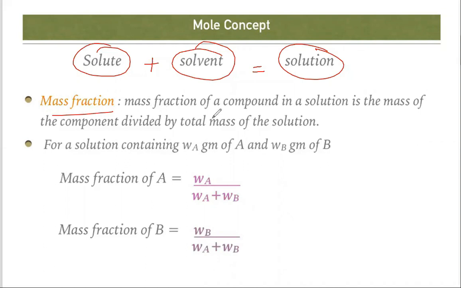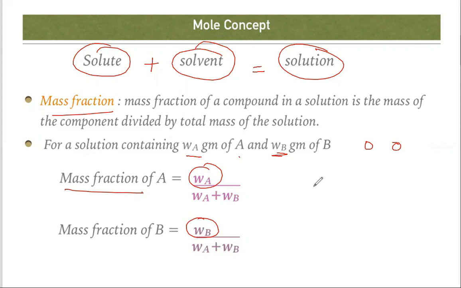Mass fraction of a compound in a solution is the mass of the component divided by the total mass of the solution. This concept we can use. Let's suppose two components are given and he is asking what is the mass of one component and what is the mass of the other component. The simple basic formula is, let's suppose A and B are two components, mass of A is WA and mass of B is WB. So the mass fraction of A is mass of A divided by total mass, that is WA plus WB, and the mass fraction of B is WB divided by WA plus WB.